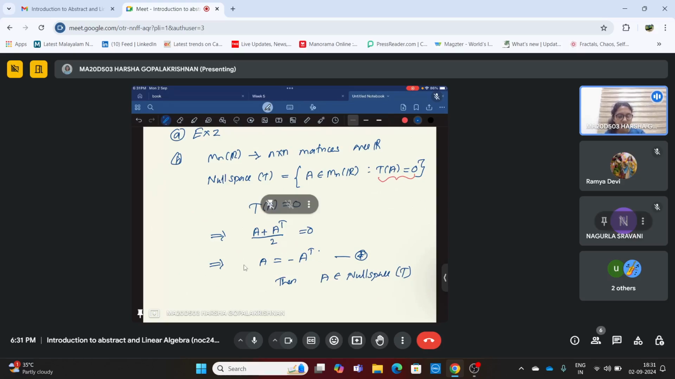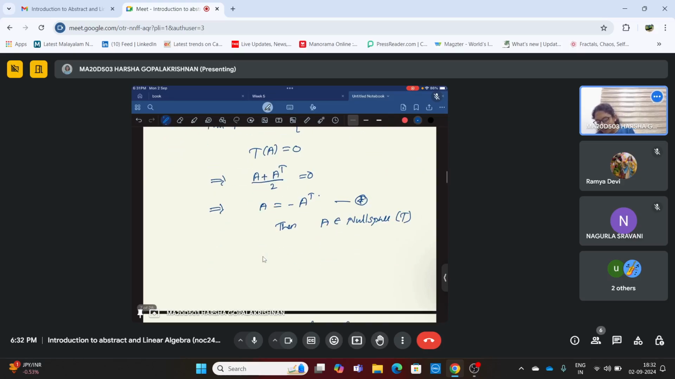Now, what is this condition, star? If A equals minus A transpose, then A is skew symmetric. If A equals A transpose, it is symmetric. If A equals minus A transpose, it is skew symmetric. So basically what we want to find is the dimension of all skew symmetric matrices. If it is a skew symmetric matrix, then only T of A is 0. We proved that T of A equals 0 when A equals minus A transpose. So we need to find all the possible A, that means the dimension of the collection of skew symmetric matrices.